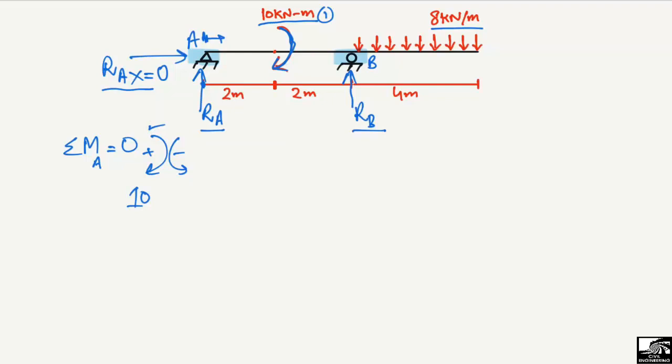The second force that creates a moment is this RB. It is acting in the upward direction, and hence it will create a moment in the anti-clockwise direction about point A. In the anti-clockwise direction it will be taken as negative, so it will be minus RB, multiplied by the moment arm. The moment arm is the distance from the RB point up to A, which is 2 meters plus 2 meters, which is 4 meters.